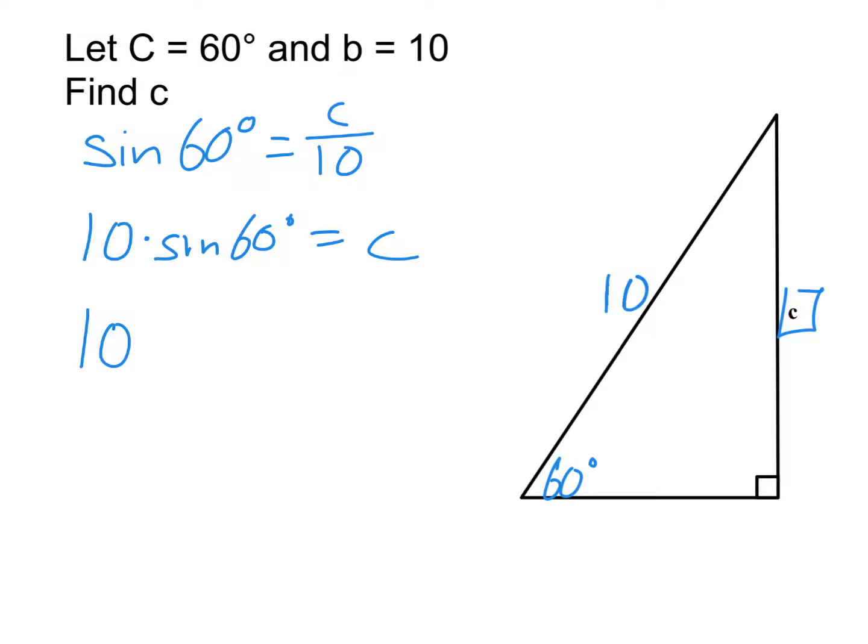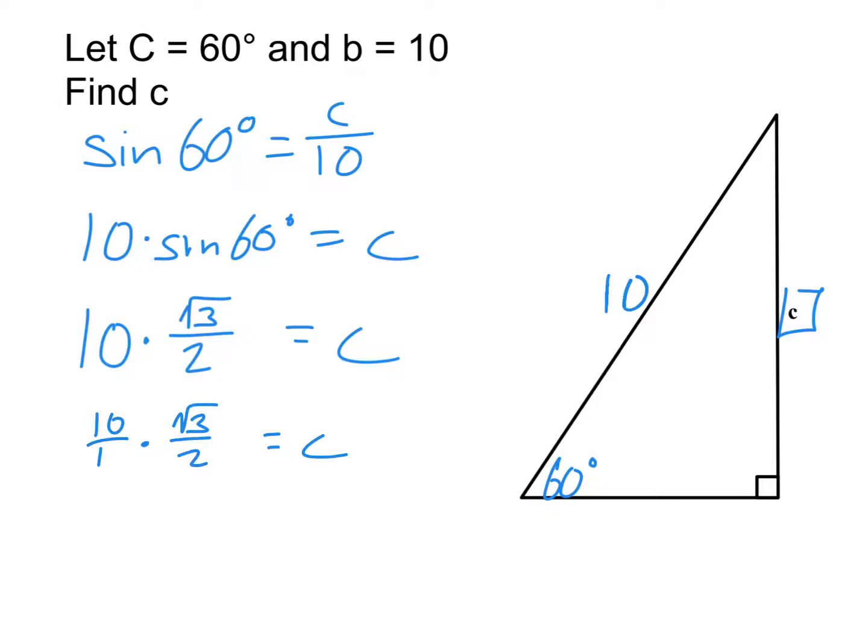Now, we just saw in the last problem that cosine of 60 was a half. What does sine of 60 need to be then? Yep, it is root 3 over 2. Now, I don't want to leave my answer looking like 10 times the square root of 3 over 2, so I'm going to go ahead and clean that up. In order to multiply by a fraction, I turn the 10 into a fraction. So 10 over 1 times root 3 over 2.